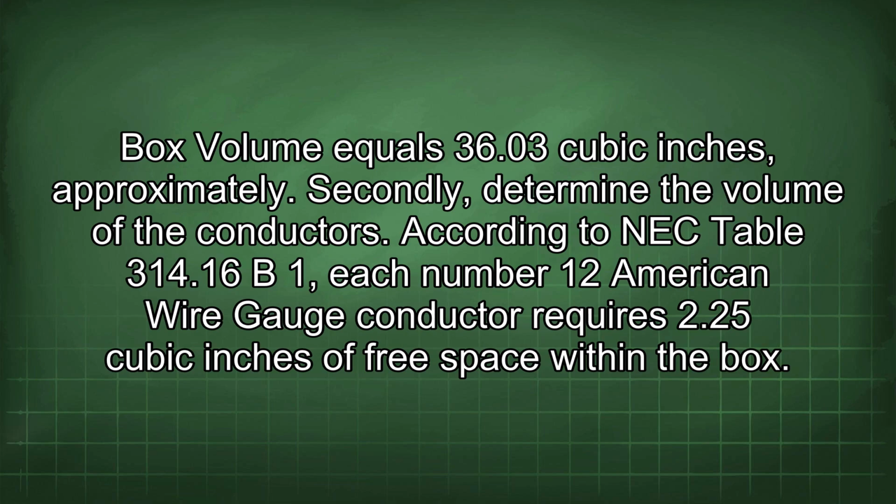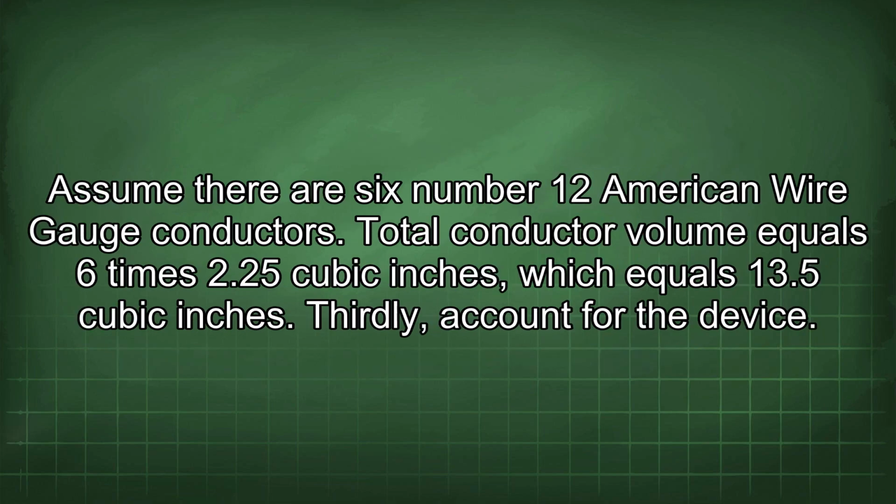Secondly, determine the volume of the conductors. According to NEC Table 314.16(B)(1), each number 12 American wire gauge conductor requires 2.25 cubic inches of free space within the box. Assume there are 6 number 12 American wire gauge conductors. Total conductor volume equals 6 times 2.25 cubic inches, which equals 13.5 cubic inches.